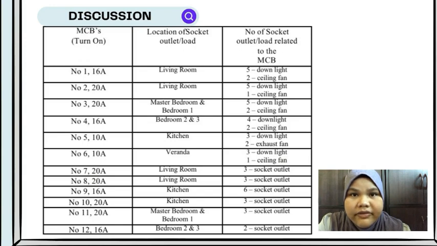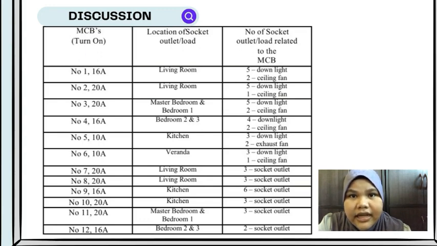When MCB5 was turned on, 3 downlight and 2 exhaust fan at the kitchen were functioning. When MCB6 was turned on, 3 downlight and a ceiling fan at the veranda were functioning. When MCB7 was turned on, 3 outlet socket at the living room were functioning. When MCB8 was turned on, another 3 outlet socket at the living room were functioning.